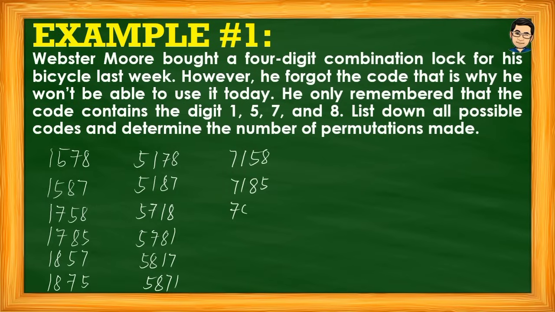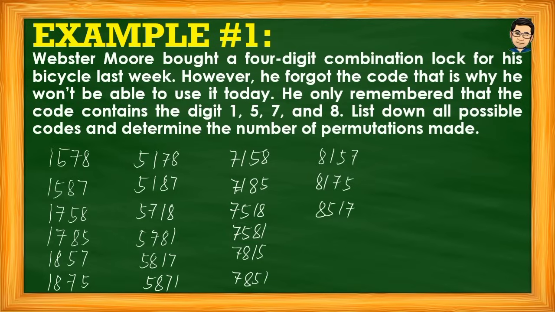And then 7, 5, 1, 8, 7, 5, 8, 1, and then 7, 8, 1, 5, and then 7, 8, 5, 1. After natin gamitin yung 7 as first digit, 8 naman, yung pinaka mataas. So, 8, 1, 5, 7, 8, 1, 7, 5, and then 8, 5, 1, 7, 8, 5, 7, 1, 8, 7, 1, 5, and then 8, 7, 5, 1. Yan lahat po ang mga possible codes na pwedeng gamitin ni Webster Moore para ma-unlock niya yung combination lock.